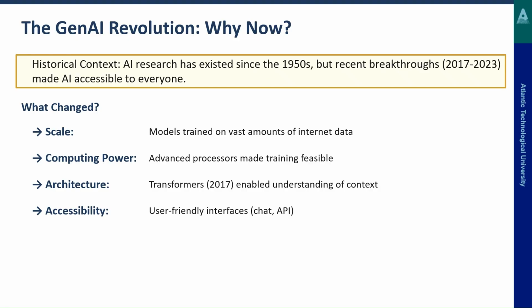Accessibility as well. User-friendly interfaces have changed. If you think about ChatGPT, they basically put a WhatsApp-style interface onto one of these large language models, one of these generative AI models. They made it really easy to talk to, because if you didn't have that ease of access, then most people wouldn't use it. So they made it easy to access and easy to use.